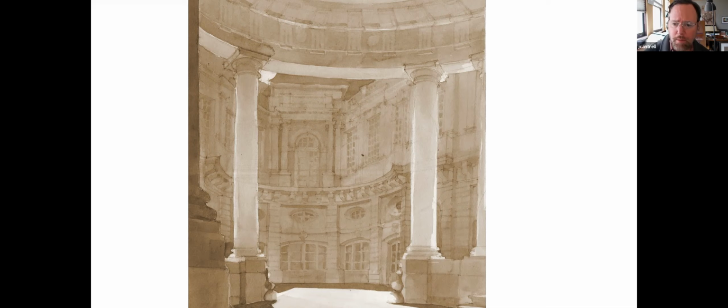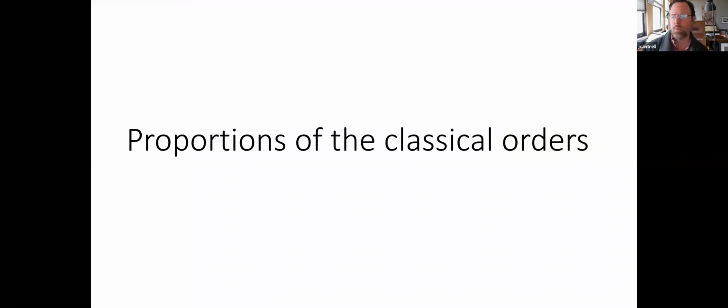Today we're going to be talking about proportions of the classical orders. Last week we talked about the details, the moldings, and how the classical orders were actually composed and proportioned. We're going to get into a little bit more information about that. Let's try to hold our questions until the end of the lecture. So again, we're talking about proportions.